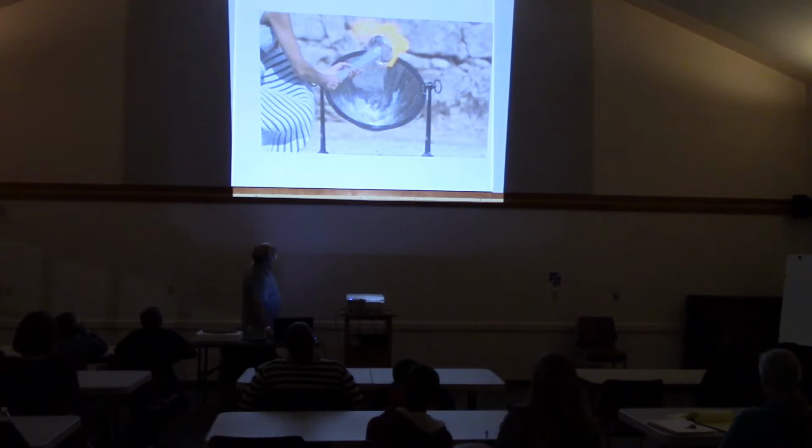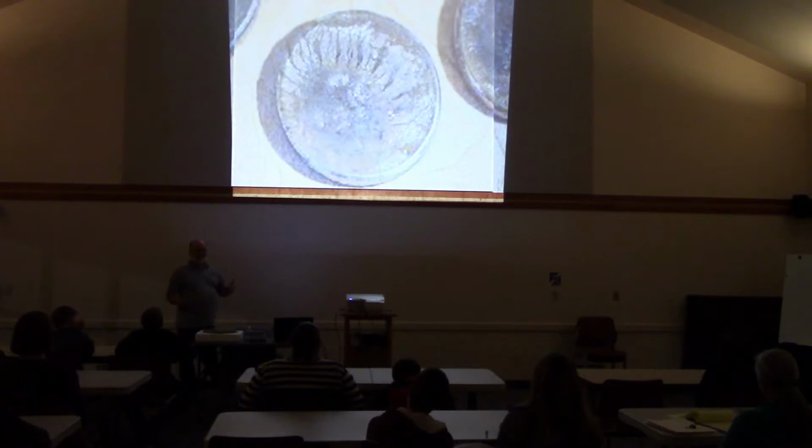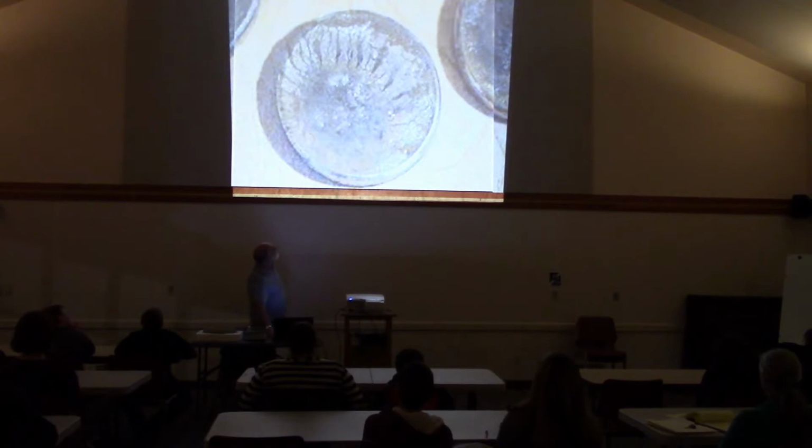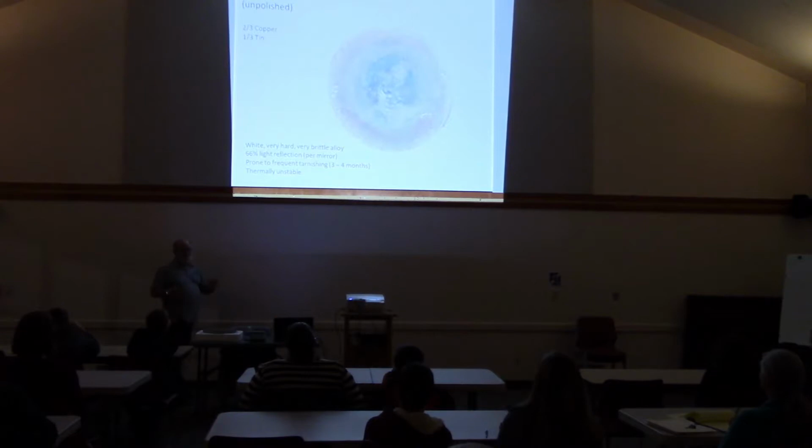To make mirrors, they needed a substance to do it with. What they found is called speculum metal. 2/3 copper, 1/3 tin. It was white in color, very hard, very brittle. If you dropped it, it would shatter. But it would reflect 2/3 of the light that hit it. But it's 2/3 per mirror, 66% per mirror.